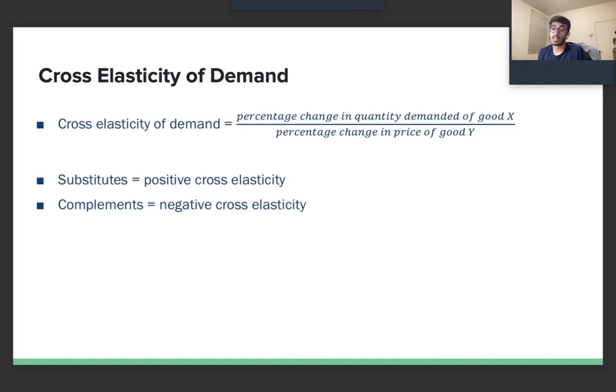Let's say instead of Y being tea, let's say Y is sugar. So now they're complementary goods. If the price of sugar increases, then the demand for coffee is going to go down. So you have opposite symbols in numerator and denominator, and hence you have a negative cross elasticity.